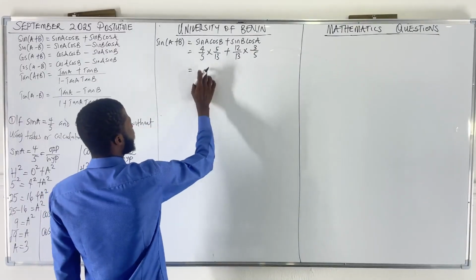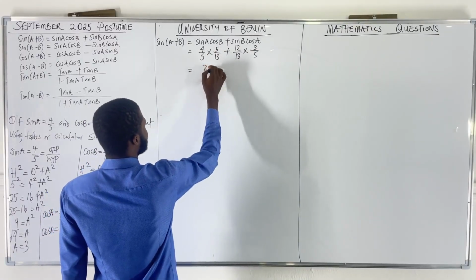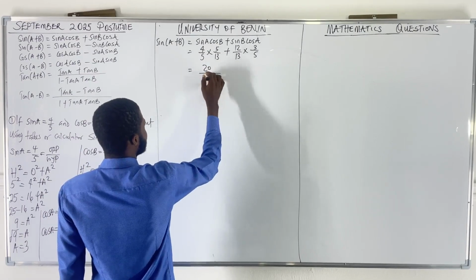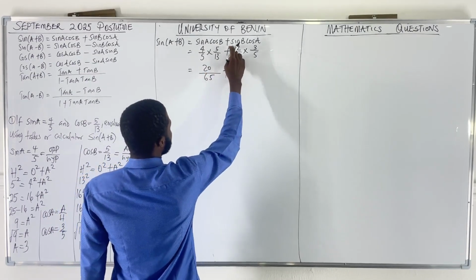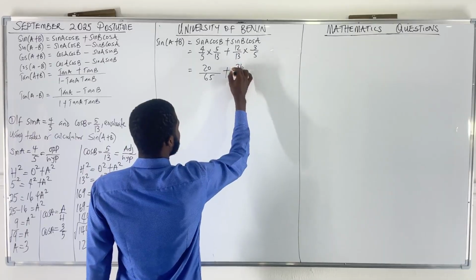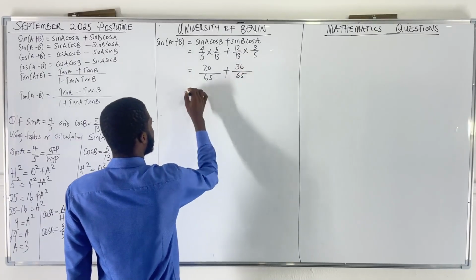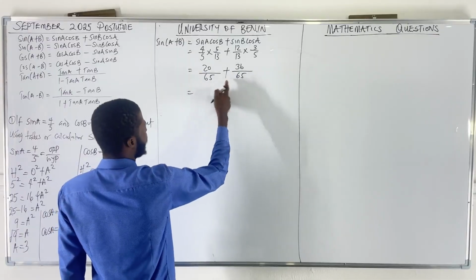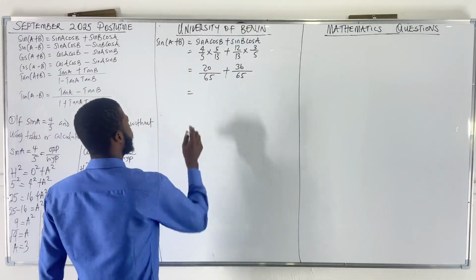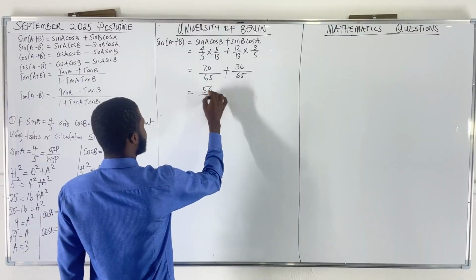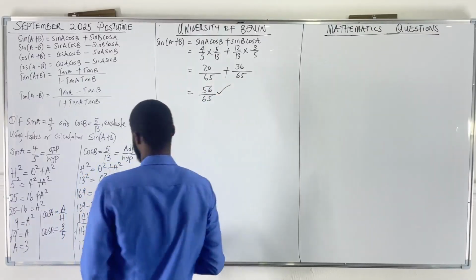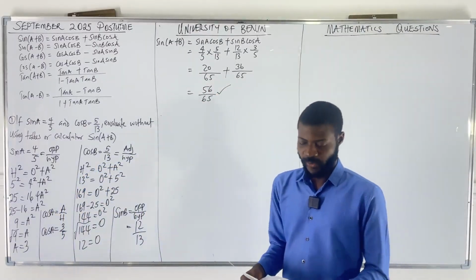So let's multiply. 4 times 5 at the top, that's 20. Then 5 times 13 is 65. Plus 12 times 3 is 36, divided by 13 times 5 is 65. So let's add the top, because the bottom is the same, so we can add the top. You then get 56 over 65. So that's the answer to that equation.